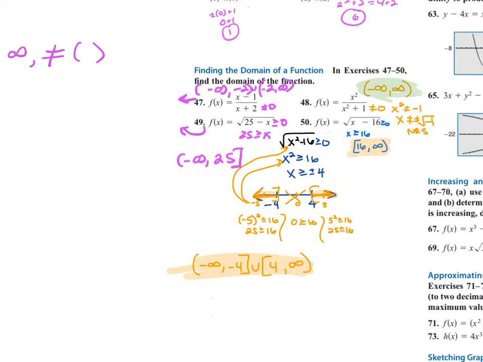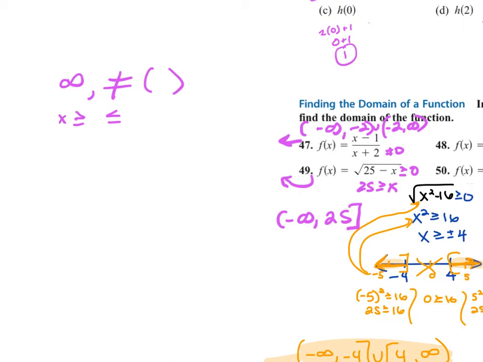But if you say that it's just greater than or equal to or less than or equal to, we're saying it actually can equal that number. That's when you get brackets. So if x has to be greater than or equal to a number, then I would say that it starts at that number and it goes to positive infinity. If I would say x has to be less than or equal to a number, then I start at negative infinity and I go up to that number and it gets a bracket.